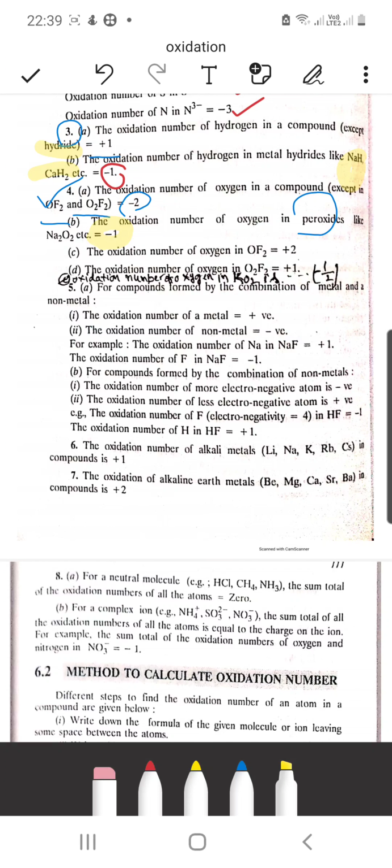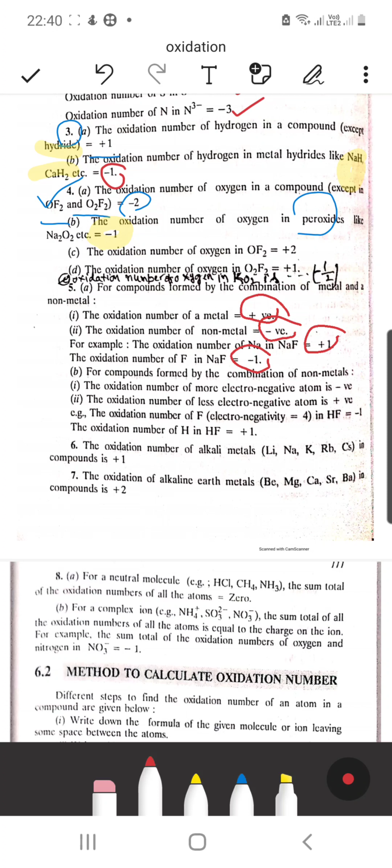Some basic rules to find oxidation number are that the oxidation number of a metal is always positive, and that of a non-metal is always negative. For example, the oxidation number of sodium in NaF is +1 and that of fluorine is -1.